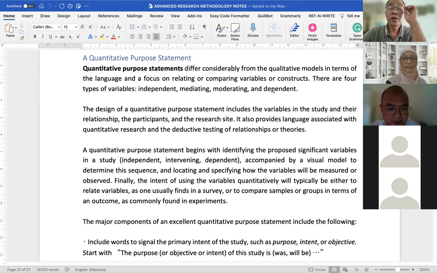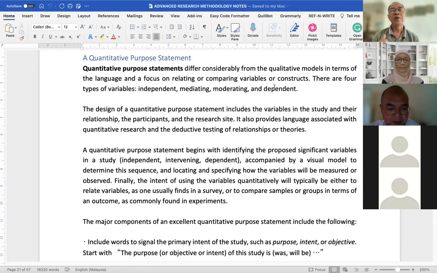The question is, do I need moderating? Do I need mediating? This is just my opinion. For a PhD, you want your model to be as comprehensive as possible, right? So if you have moderating and you have mediating, your framework looks rich.